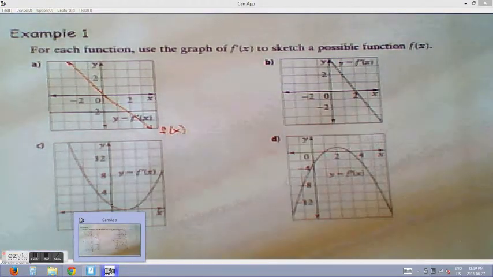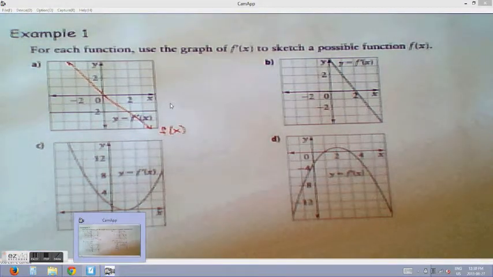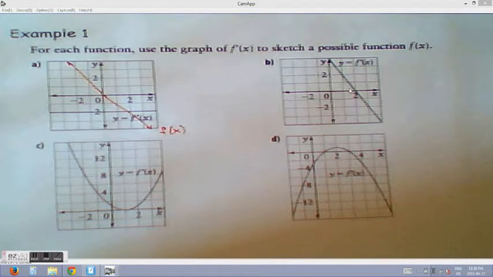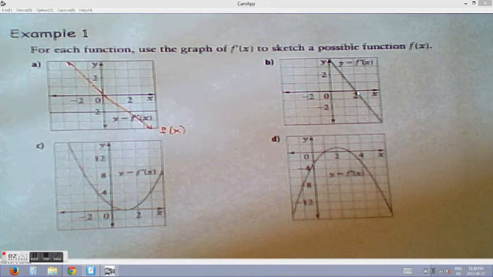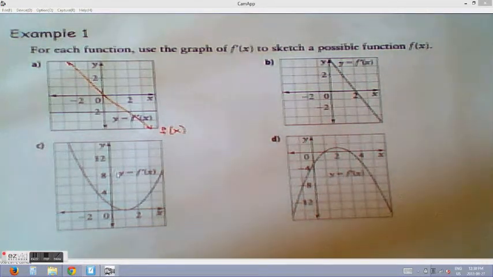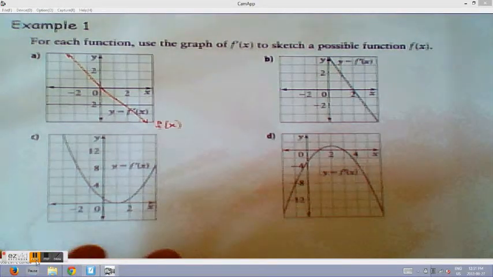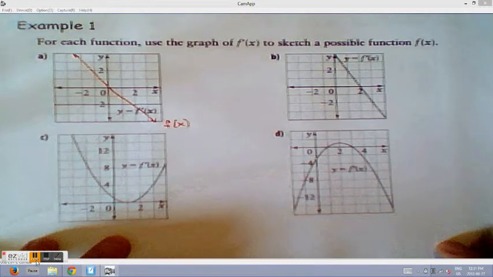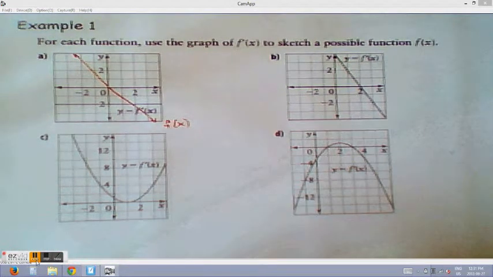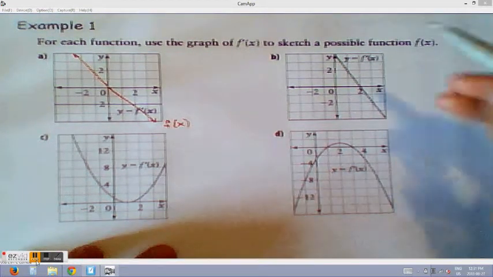B, the derivative is positive right here. So positive when x is smaller than 2, and then it's negative. You'll notice it's negative when x is greater than 2. Okay, and at this point where it's 0 is where we're going to have a change in direction. Since the derivative is linear, so a degree of 1, then our original function is going to be a quadratic.